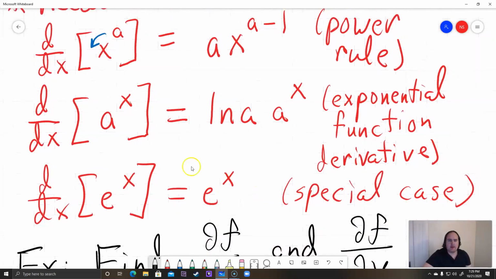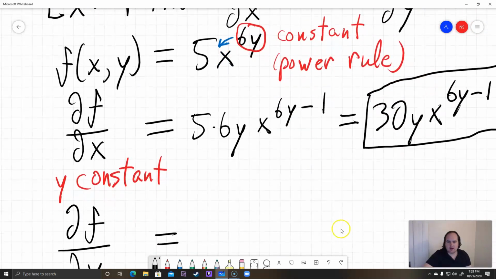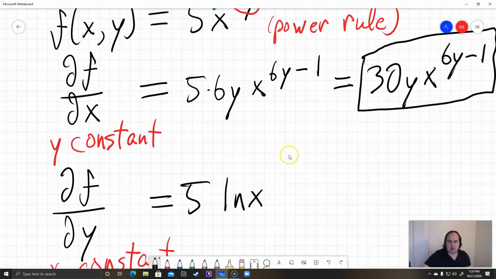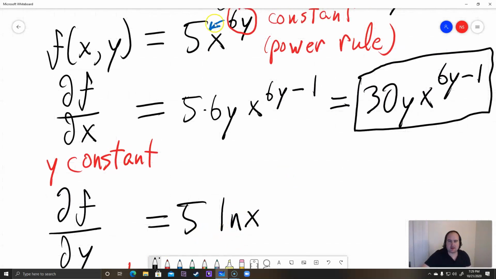So remember, if your base is constant and your exponent has a variable, then it's an exponential function. And so we're going to use this formula. So it's going to be ln of the base times the base to x. Okay, so we're going to have 5 times ln of the base, which is x. Now remember, x is a constant, so that's why it's 5 times ln of x times x to the 6y.